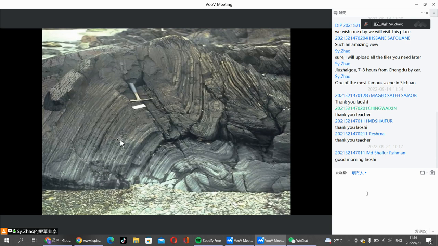We can recognize it from the developed bedding planes. And if you take photos in the field like this, never forget to put a scale within the photo, and the hammer is really the best choice. So the folding axial surface in this outcrop is approximately like this. You can see it on this one.